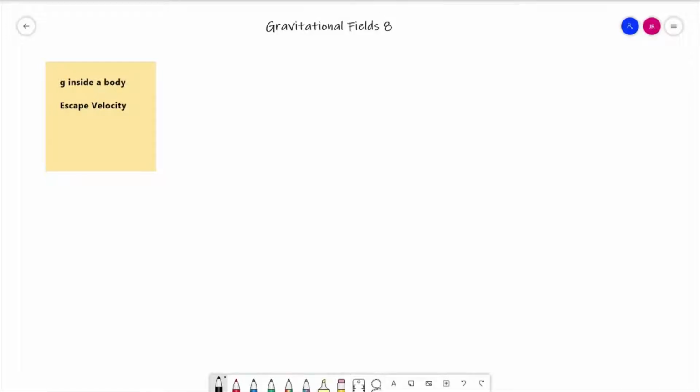Now in the last video we just started to round off this topic, just have a look at the few little bits and bobs to do with gravitational fields. So we looked at the gravitational field strength inside a body, so inside a planet or the sun or something like that, and we had a look at escape velocity as well.